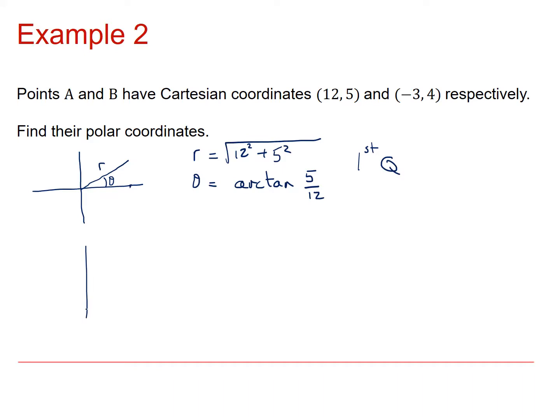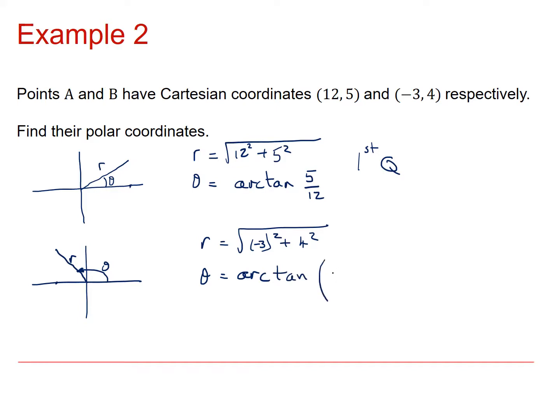In the second case, (minus 3, 4), I'm going to get something over here, and I want this angle for theta and this length. And again, r is equal to the square root, this time of minus 3 squared plus 4 squared, and theta is going to be the inverse tan of 4 over minus 3. And that's going to be a second quadrant angle.